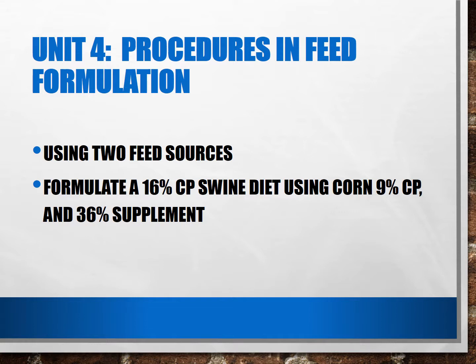We're going to complete a formulation of a 16% crude protein swine diet using 9% crude protein corn and a 36% protein supplement. Let's just say we purchased at our local farm supply store, or your local favorite feed supplier, whatever it might be. So we're going to just use those two ingredients in this example.